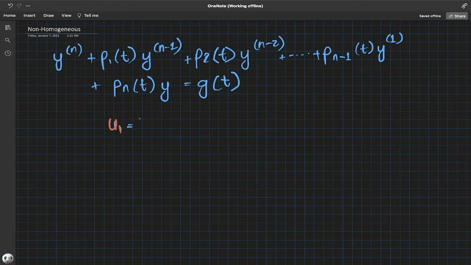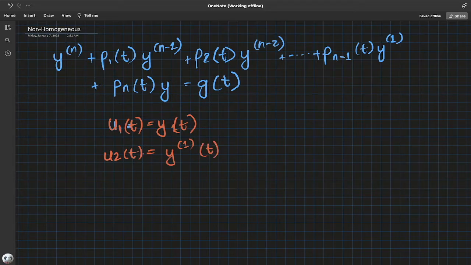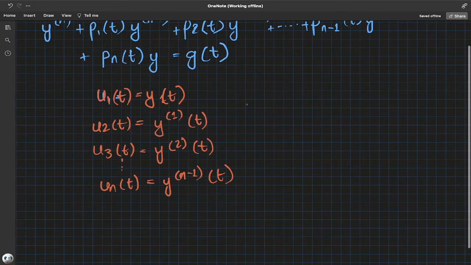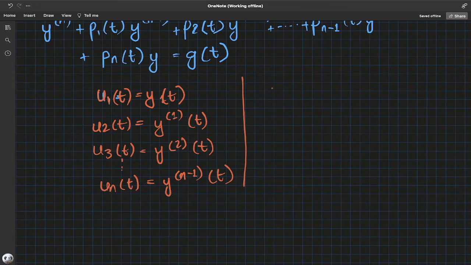Okay, so u1 of t, I'm going to define that as y of t. u2 of t then just becomes first derivative of y with respect to t. u3 of t just becomes the second derivative of y with respect to t. And then un of t just becomes n minus first derivative of y with respect to t. Well, fair enough, with this definition, like before, you get these coupled systems.